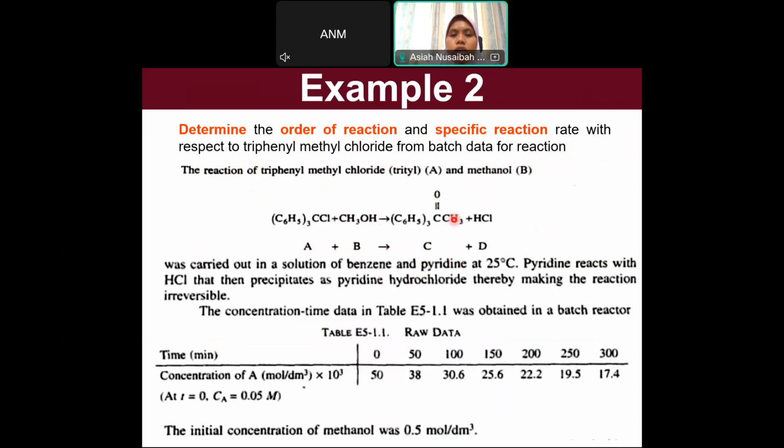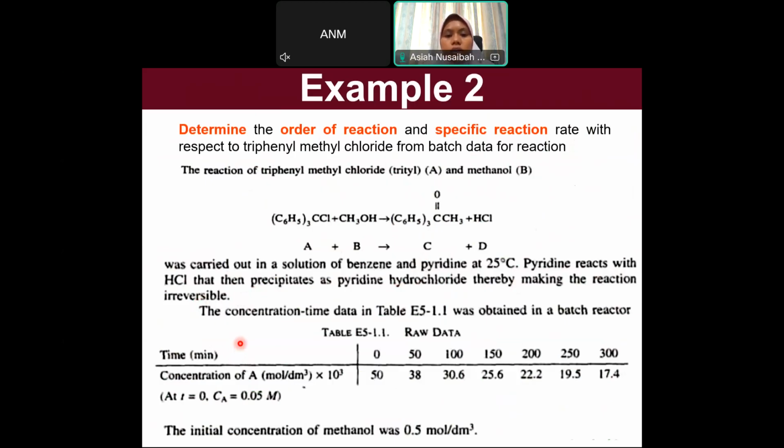This is the reaction. We have A plus B to get C plus D. It was carried out in a solution of benzene and pyridine at 25 degrees C. Pyridine reacts with HCl that then precipitates as pyridine hydrochloride, thereby making the reaction irreversible. So we have an irreversible reaction.